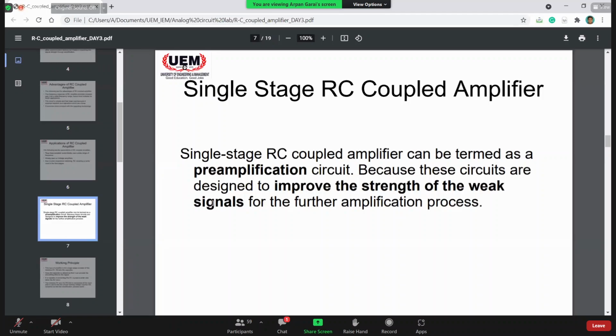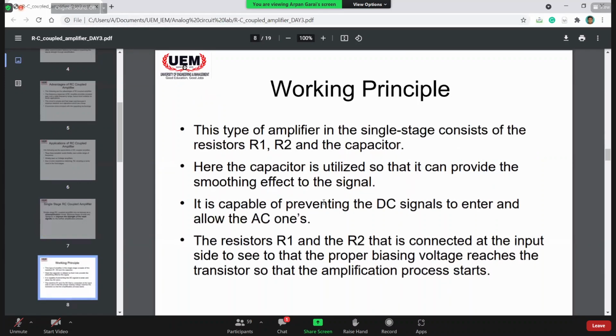First, it strengthens the input signal, and after that, it strengthens it more. And there is also a phase change, so the output cannot be directly used as the amplified output because of the phase change.